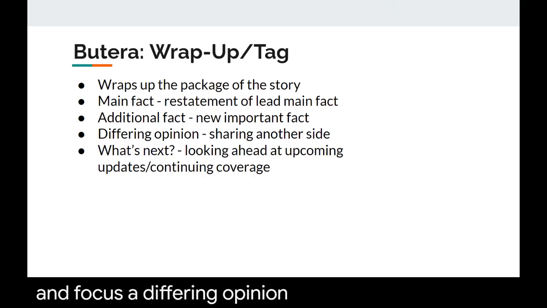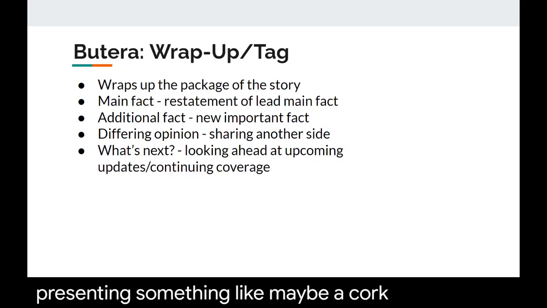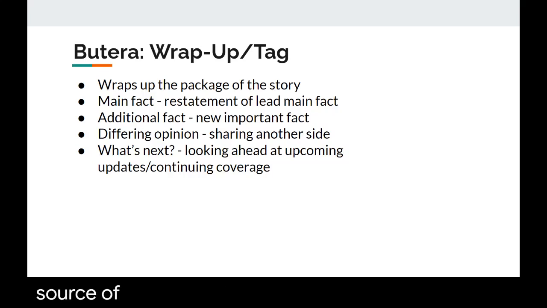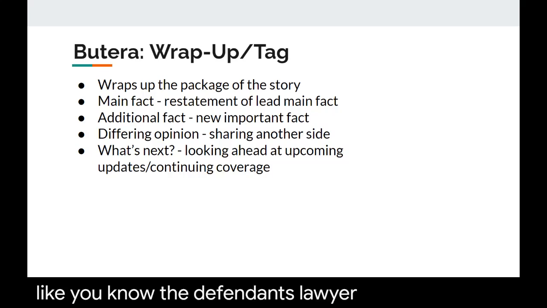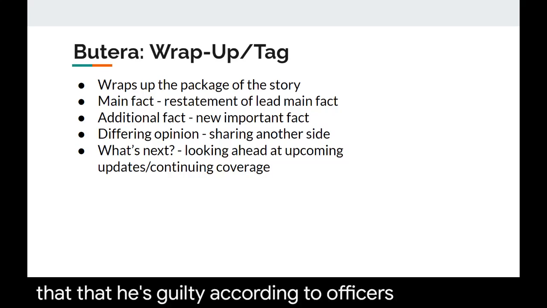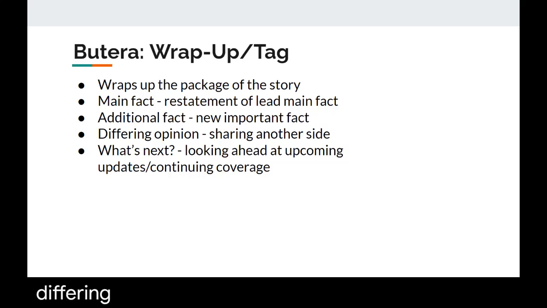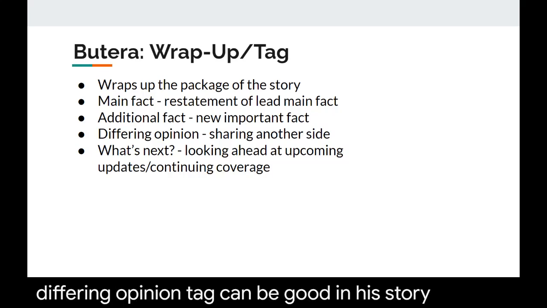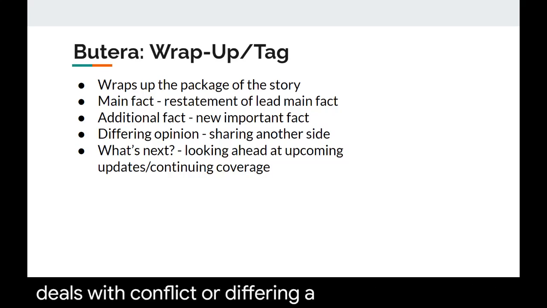A differing opinion tag is when you're presenting something like a court case, and then you listen to one source of information and your tag is presenting the other side of the story. So you could say something like, the defendant's lawyer says that he's innocent, even though you've just presented the case that he's guilty, according to officers. And so a differing opinion tag can be good in a story that deals with conflict or differing opinions.